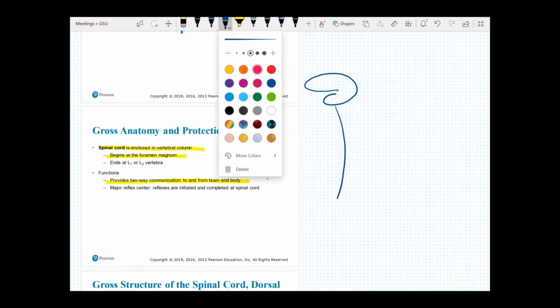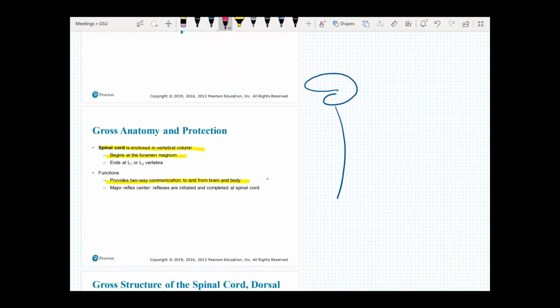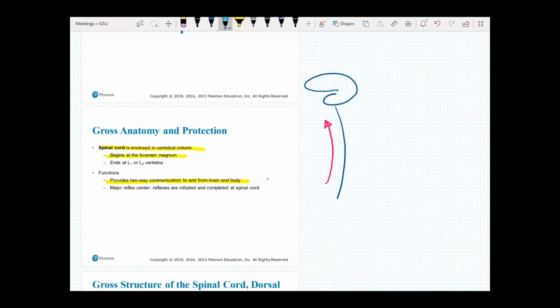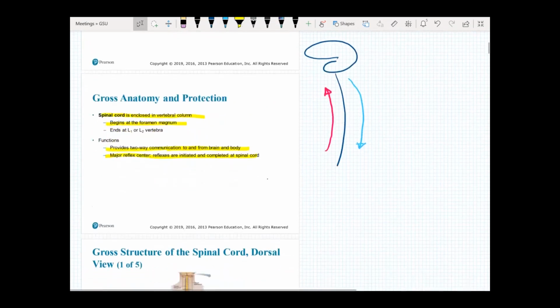So if this is our spinal cord, we're going to send information from the body up to the brain. That would be afferent information, sensory information, and then we're also going to be able to send information down from the brain to the body. That would be motor information. And there are also some reflexes that are going to be covered in Chapter 13 that actually happen at the level of the spinal cord. They don't actually travel up to the brain. So that's a really cool process.